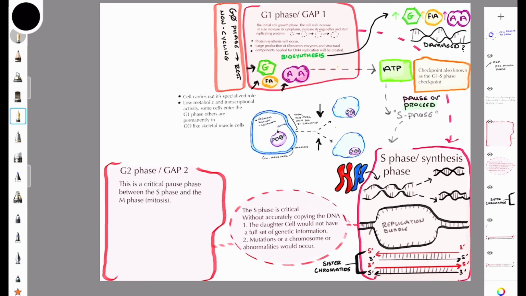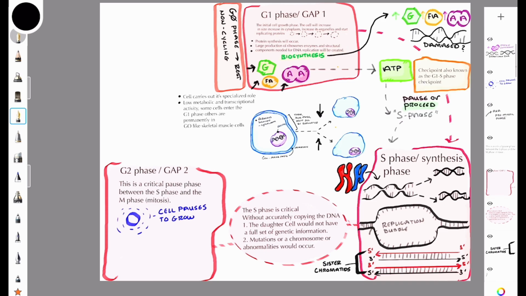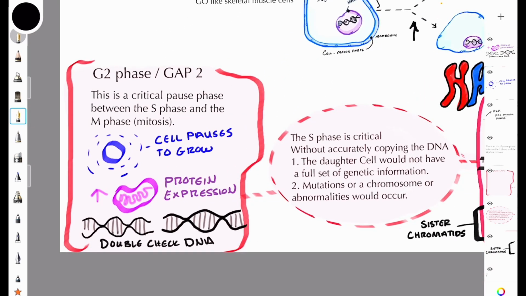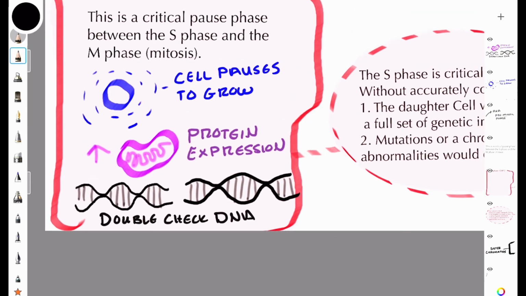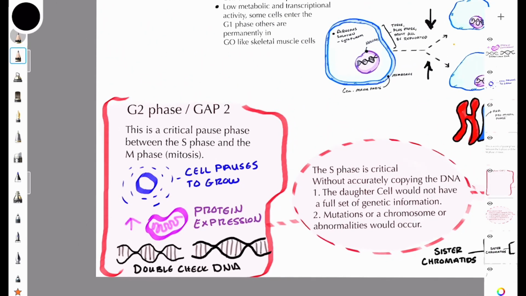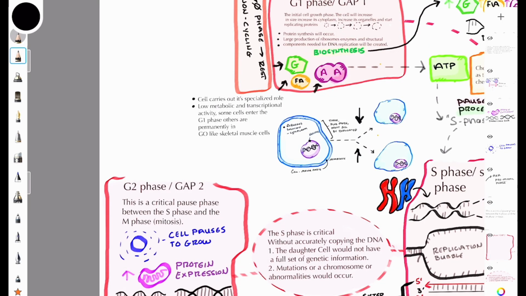So what's going to happen here? We're going to have this critical phase of growth before we start to split that cell, okay? And that cell is going to grow more. We are going to create mitochondria here, right? We have to put mitochondria into the daughter cells. We're going to double check, triple check, quadruple check our DNA, make sure there's no mutations, make sure that nothing is damaged, and then we can send that into the next phase, which is going to be that mitosis phase.